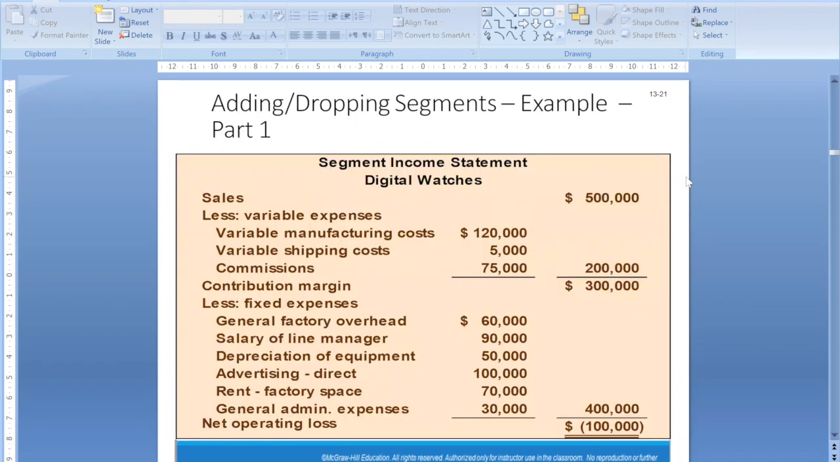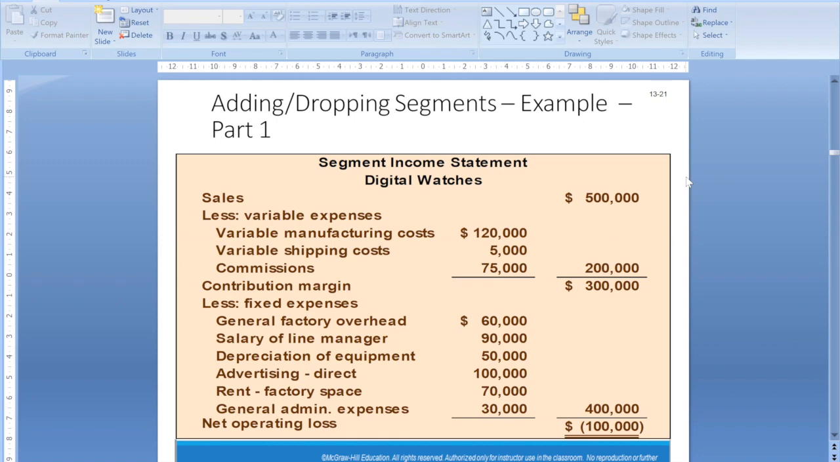Now, we have the information related to the digital watch line or segment. We have sales of $500,000. Variable expenses: we have variable manufacturing costs of $120,000, variable shipping costs of $5,000, and commissions of $75,000. So the total variable costs are $200,000. The contribution margin is $300,000, the difference between sales and variable expenses.